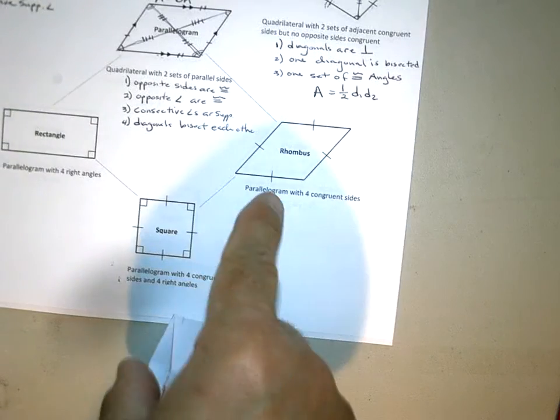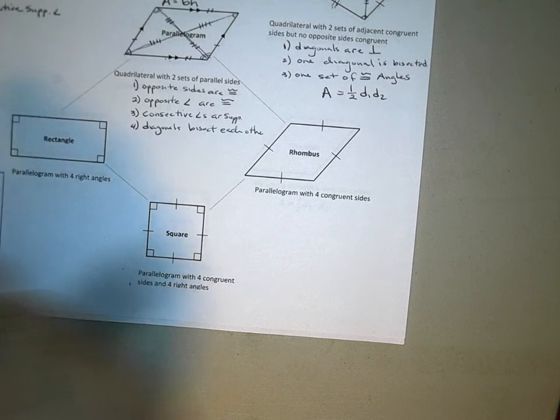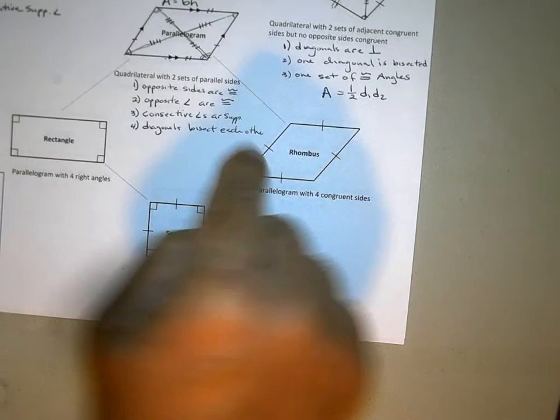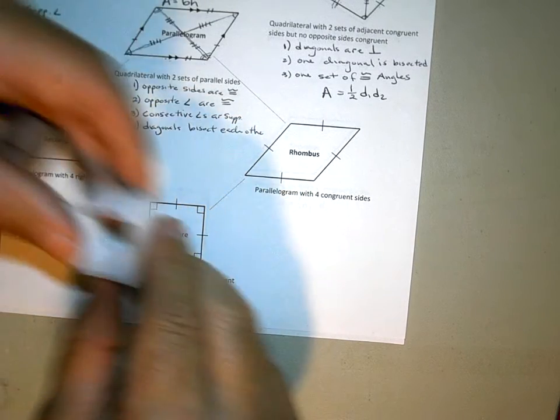One last thing we're going to go over today is a rhombus. Okay, a rhombus is right down here, and a rhombus is a parallelogram with 4 congruent sides. The opposite sides are parallel. It has all the characteristics of a parallelogram, but it has 4 congruent consecutive sides.